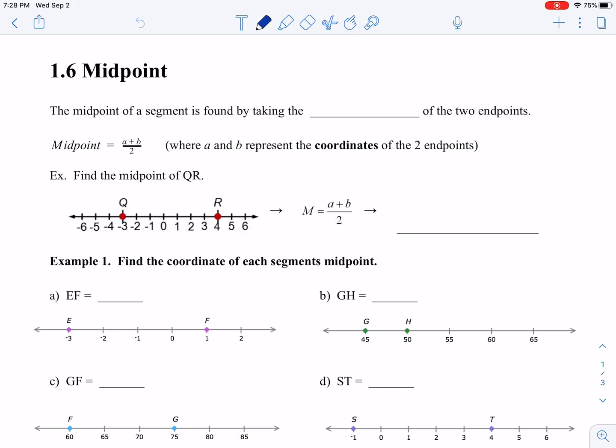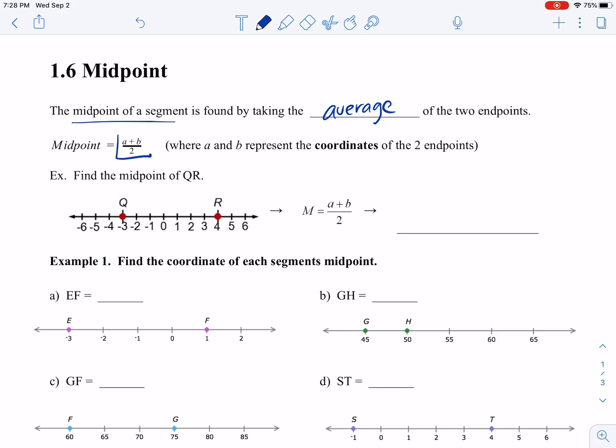All right, so the last section of Unit 1 is finding the midpoint of a segment. And really, the midpoint of a segment is similar to finding the average of two tests. So just think about finding the midpoint of a segment, similar to finding the average of two test scores or the average of really any two items. You're just taking the average of the coordinates of the two endpoints.